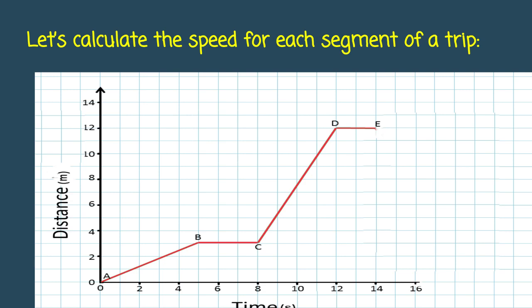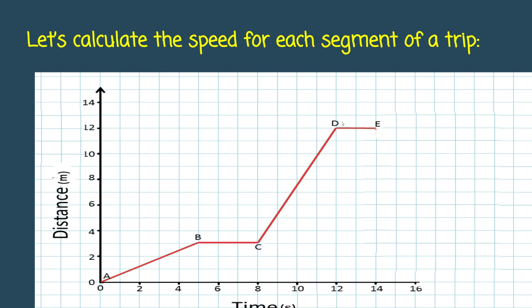My calculator doesn't want to work. Sorry about that. Come on. 3 divided by 5 is 0.6. So here my speed would be 0.6 meters per second. Alright, now what about from B to C? Well, I'm at 3 meters, I'm at 3 meters. So I don't say 3 meters over 8 seconds. I've traveled how far? Nowhere. I started at 3 and I ended at 3. I haven't gone anywhere. So let's see, 0 divided by whatever is, guess what? It's 0. My speed is 0.